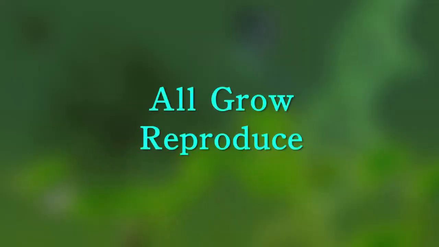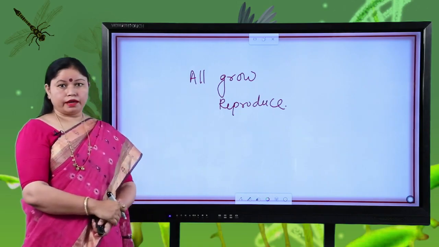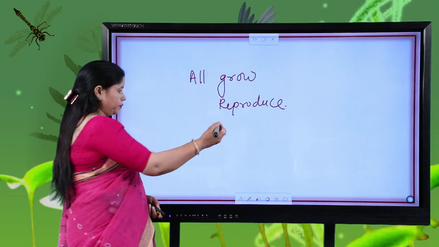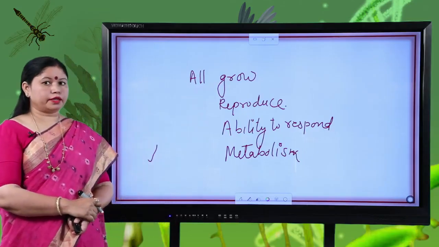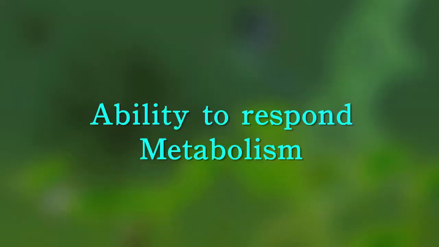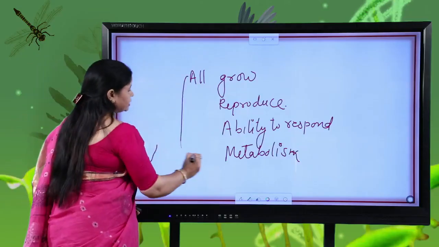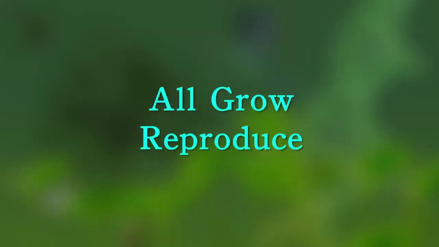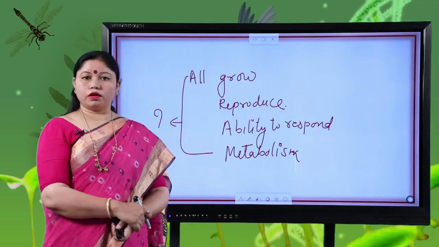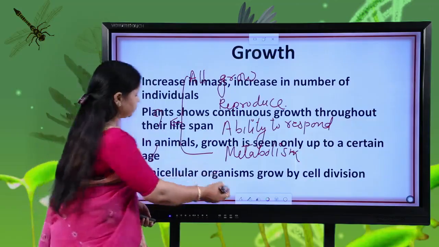Yes, you are thinking correctly, because they all grow, they reproduce, and all of them can sense their environment and respond to their environment. They have the ability to respond and they show metabolism. But are you sure that these are unique characteristics of living organisms? Let us explore all these characteristics one by one, whether they are unique characteristics or whether some of them may be shown by non-living things. Let's move forward. We will start with the first feature, that is growth.